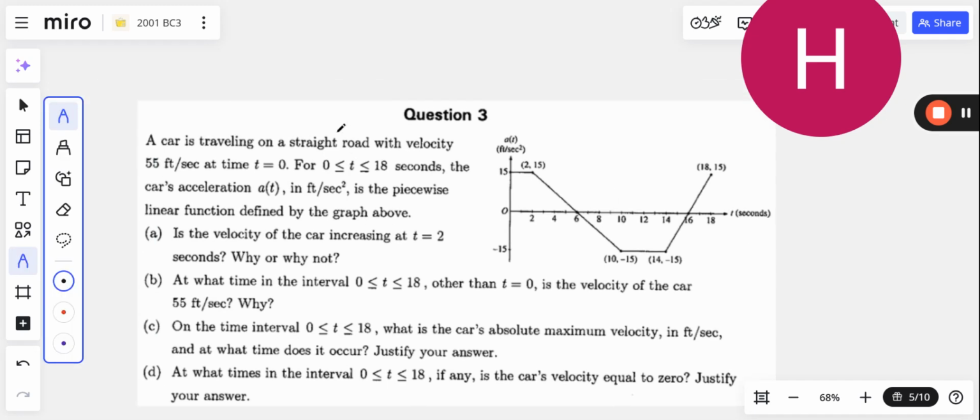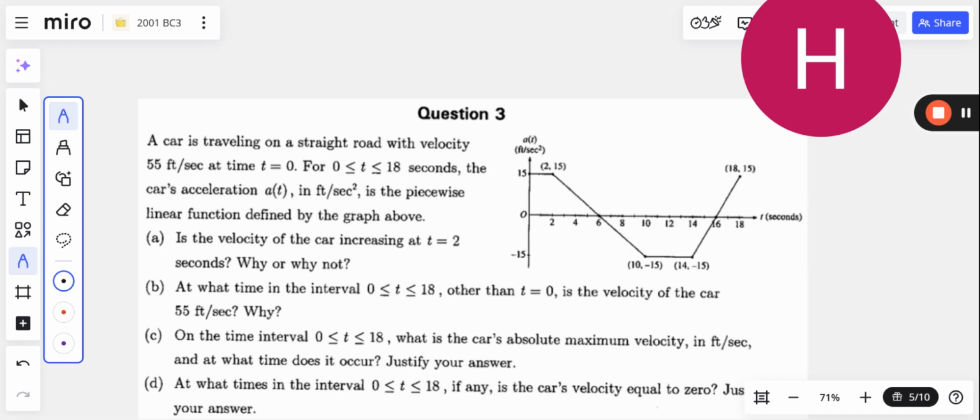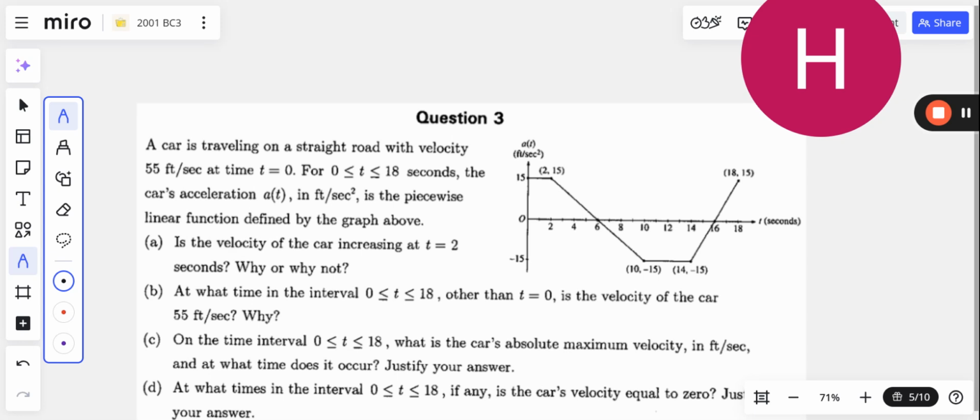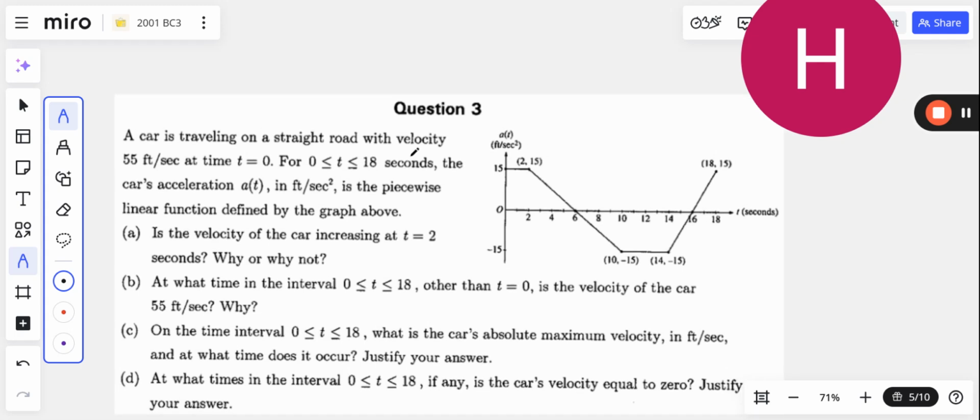Today we got a problem from the 2001 AP Calculus exam. It's the BC exam, but I think this question is most likely very approachable by someone in Calc AB. So if you're in AB, don't be scared. Go ahead and pause the video, give yourself a moment to work through this. These points here are (2, 15), (18, 15), (10, -15), and (14, -15), in case it wasn't clear what those values are. All right, when you're ready, you can join back and watch this walkthrough.